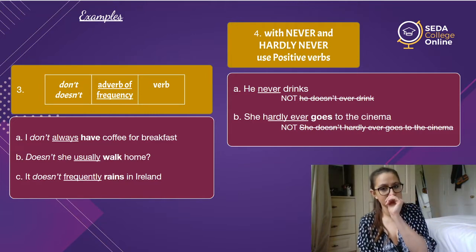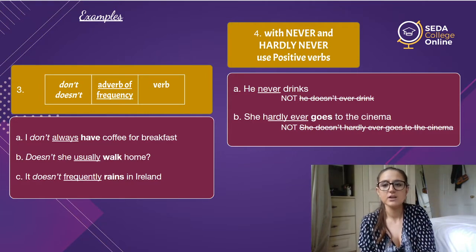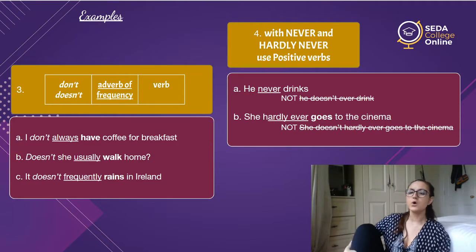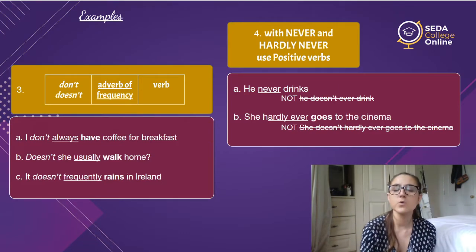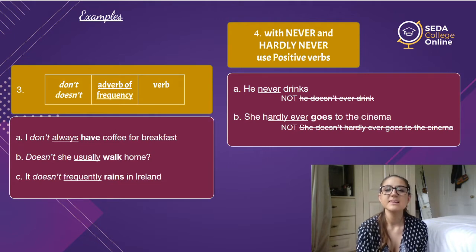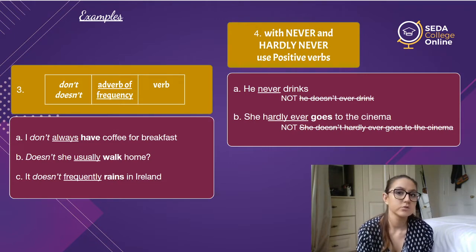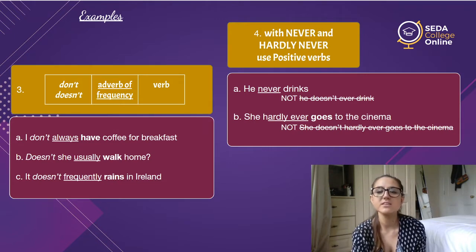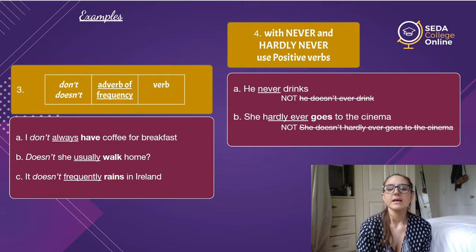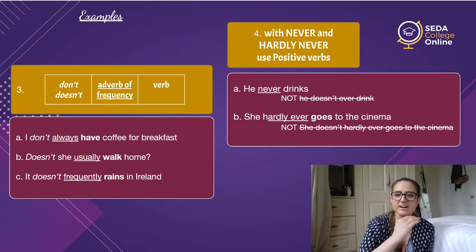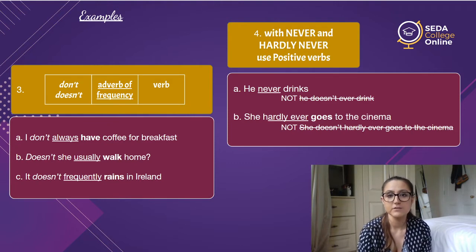So B, she hardly ever goes to the cinema. Goes is our verb and it is in a positive form. If it was a negative form, it would be doesn't go. So it is not "she doesn't hardly ever goes to the cinema." You get me? After hardly ever and never you put a positive form of a verb.